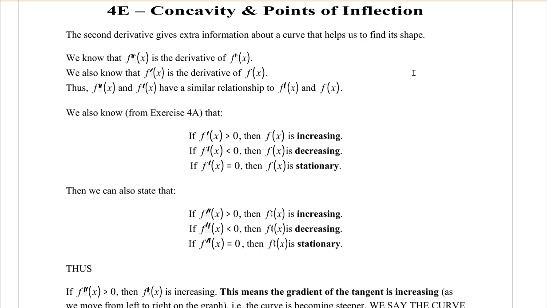Thus, the second derivative and the first derivative have a similar relationship to the derivative and the original function. That is, they're both finding rates of things. So, we learnt in exercise 4a that if we find the first derivative and make it greater than 0, then we're finding the spots where the curve is increasing. If the gradient is less than 0, it means that it is decreasing. If the gradient is equal to 0, that means that we've found ourselves a stationary point.